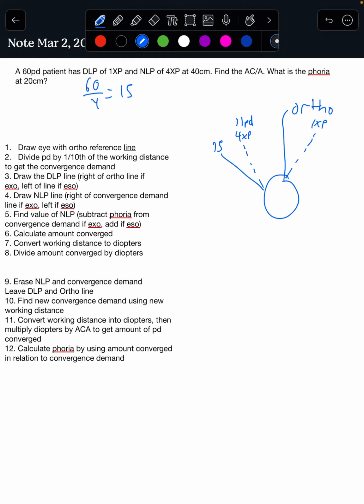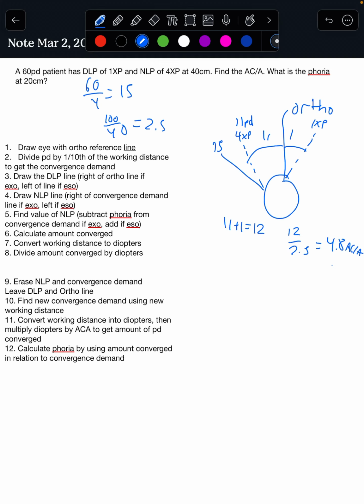And now we're going to find the distance. So from 1XP to ortho is 1. From ortho to 11 is 11. So we're going to do total 11 plus 1 equals 12. Okay, convert working distance to diopters. So 40, 100 divided by 40 equals 2.5. So 12 divided by 2.5 is 4.8, and that's our ACA.